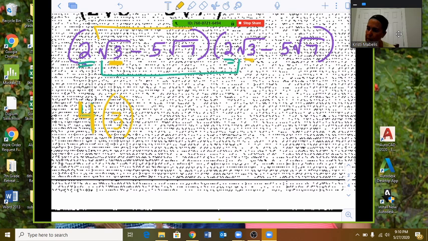Outside, 2 radical 3 times 5 radical 7. Start with your numbers. 2 times negative 5 would be negative 10. And now do the radicals. Radical 3 times radical 7. Radical 21. All right, 2 more to go. I for inside. Inside. All right, outside 2 times negative 5. Negative 10. And your radical. Radical 7 times radical 3. Radical 21. And finally, L for last.